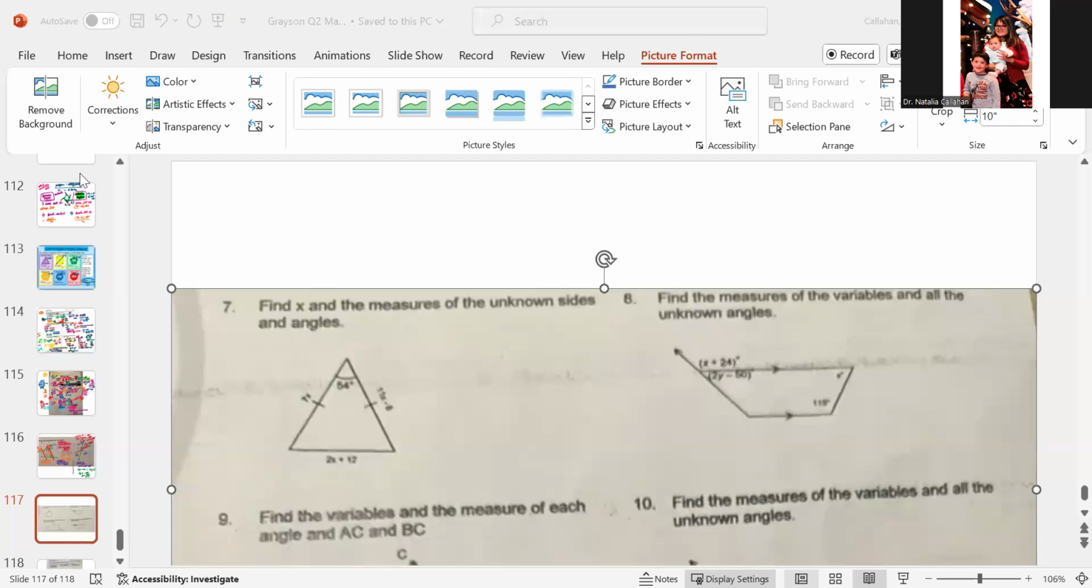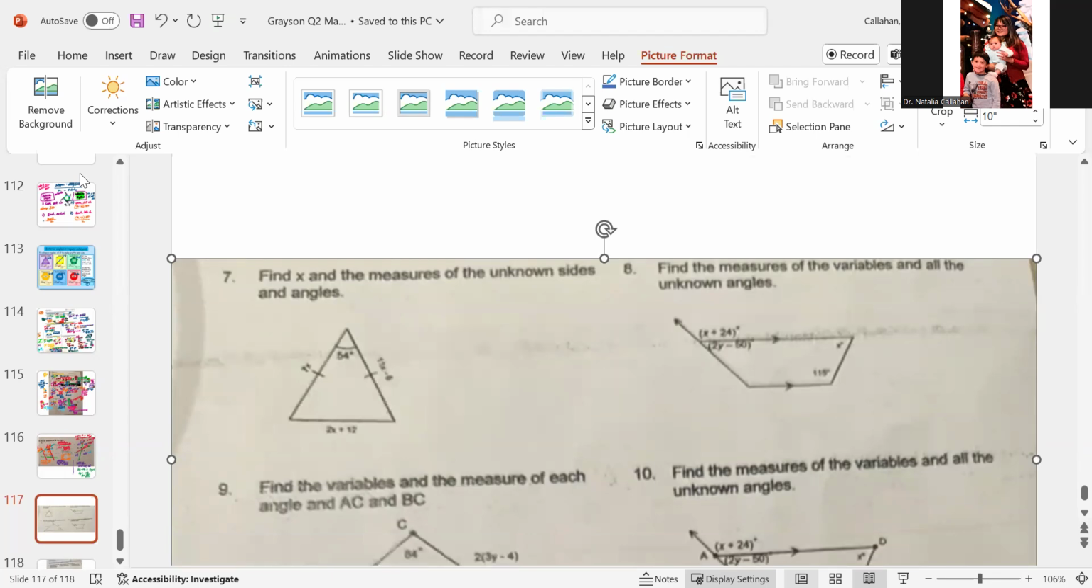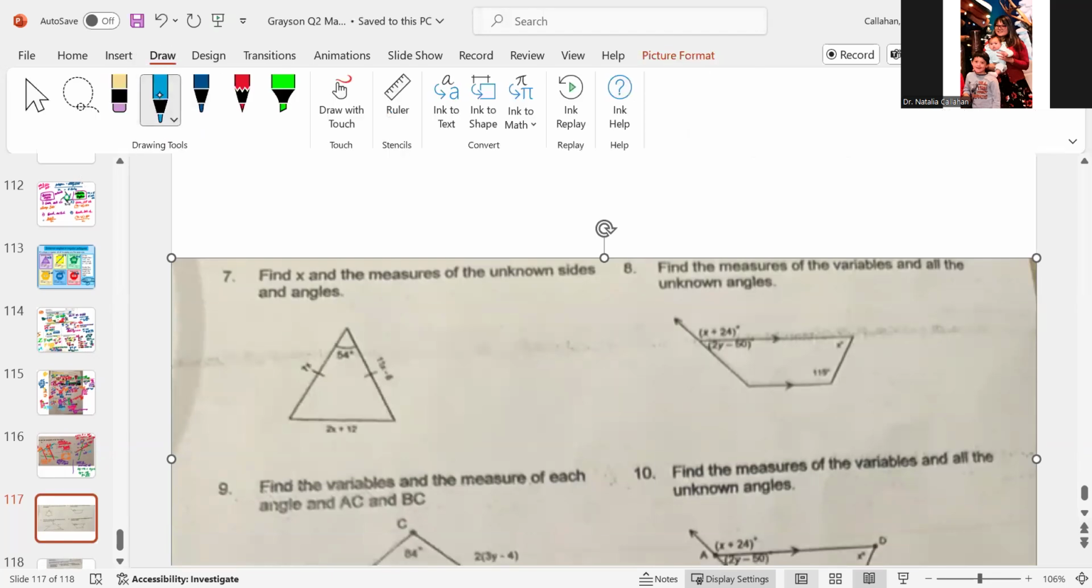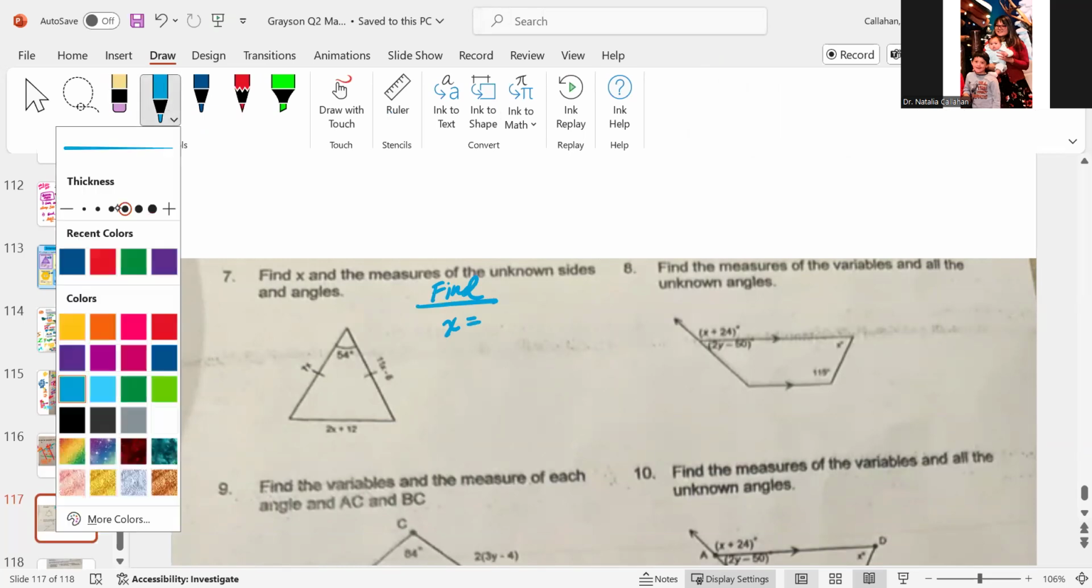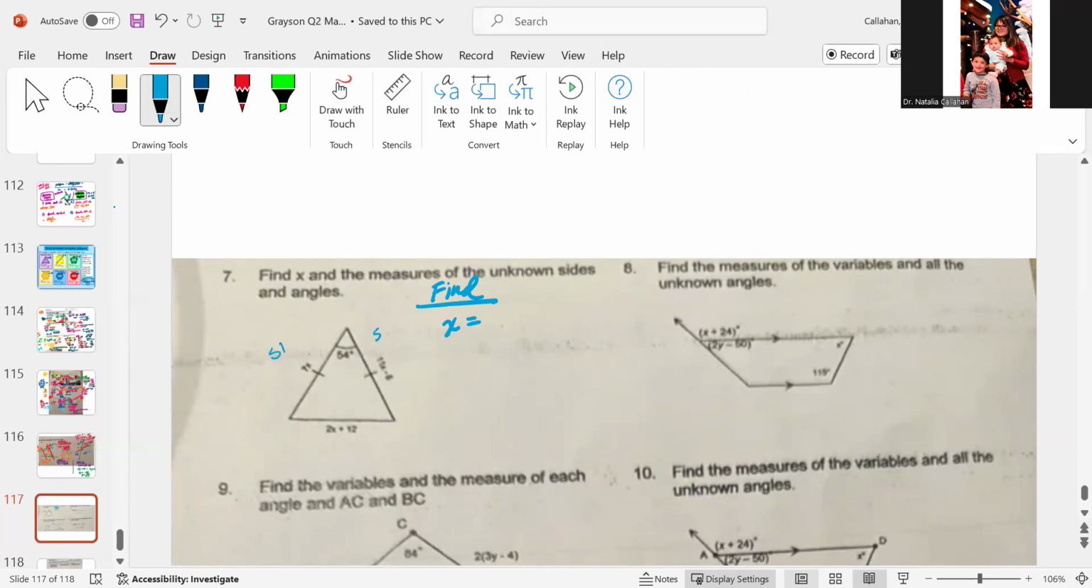Okay, number 7. What is it asking to find? X. Really? That's not all it's asking to find. What else is it asking to find? The unknown sides. Find X. What else do I need to find? The unknown sides: side 1, side 2, side 3. Correct? Yeah.